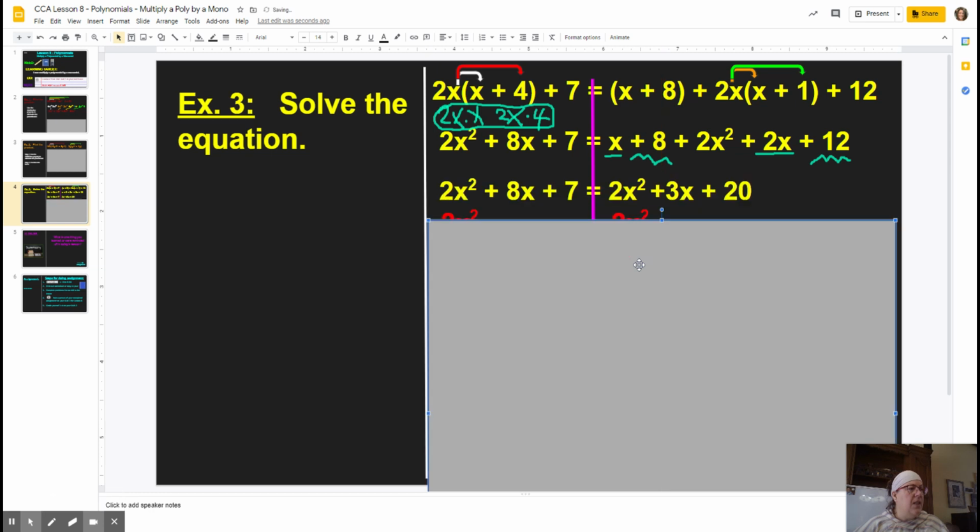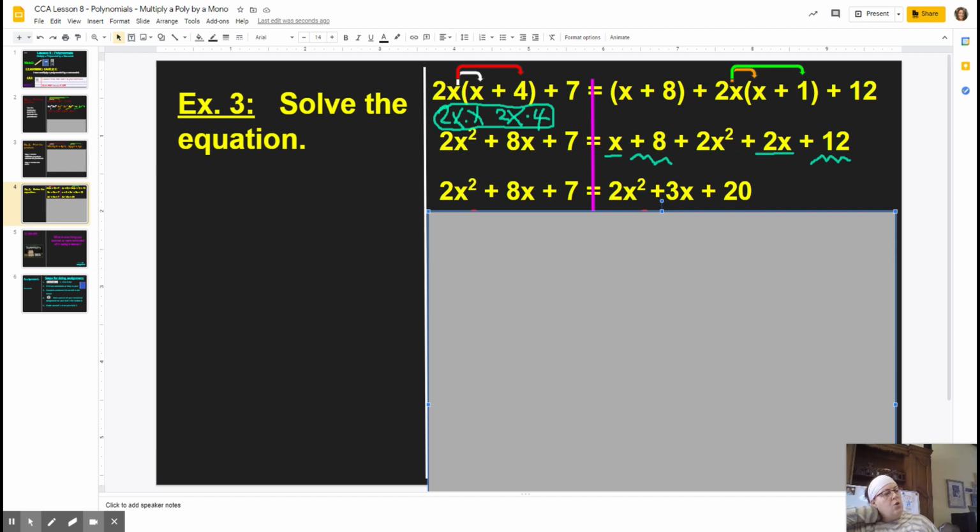So like we said, on the left-hand side, there's nothing else to simplify. So I bring that 2x squared plus 8x plus 7 down. And then on the right-hand side, we've got 2x squared plus 3x plus 20. Now again, notice I've written this expression on the right-hand side in order from the largest exponent down to the smallest. That's intentional. It's not wrong to write it in a different order. It's just nice of you to put them in order if you can.